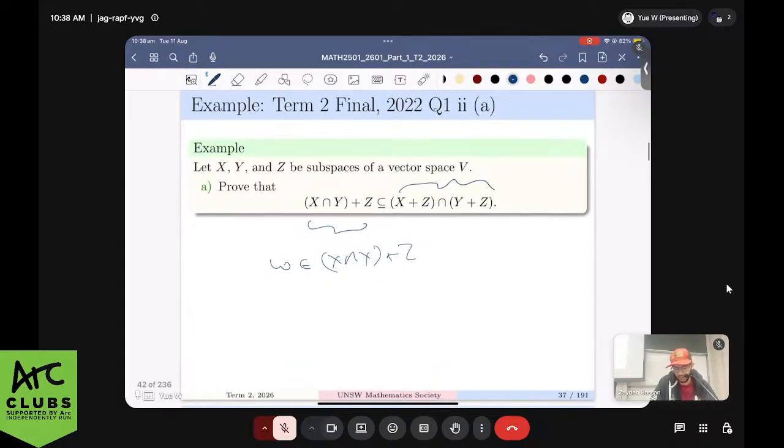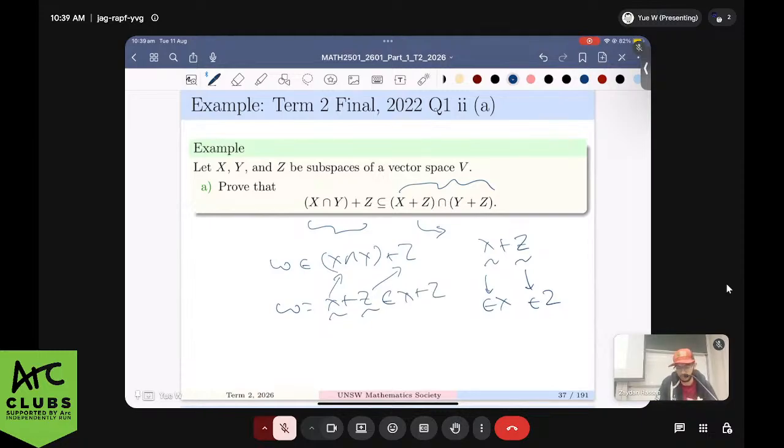Okay, so how would I even prove it's in this thing? I need to prove it's in X plus Z and it's also in Y plus Z. So any element of X plus Z is of the form x plus z, where x is in X and z is in Z. So can I write w in that form? Well, since w is in this plus this, we can write w equals x plus z, where x is in this thing and z is in this thing. Since x is in X intersect Y, that's obviously in X as well. So this is actually in X plus Z.